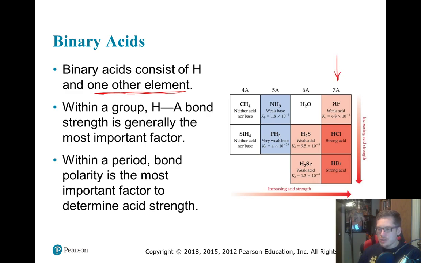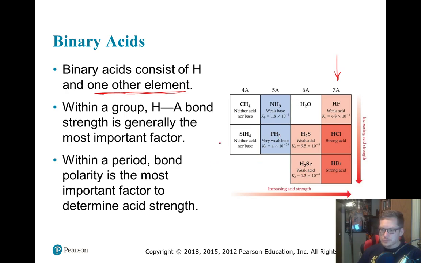Looking down here, HF has a fairly strong bond, because these atoms are very, very close together. So even though fluorine is the most electronegative, because this bond is fairly strong, it's the weakest of these acids. Hydrochloric acid is slightly weaker than hydrobromic acid. And it follows the same thing as we go across here, looking at water, hydrosulfuric acid, and then hydroselenic acid. You can see that the acidity increases as we go down, because that bond is getting weaker.